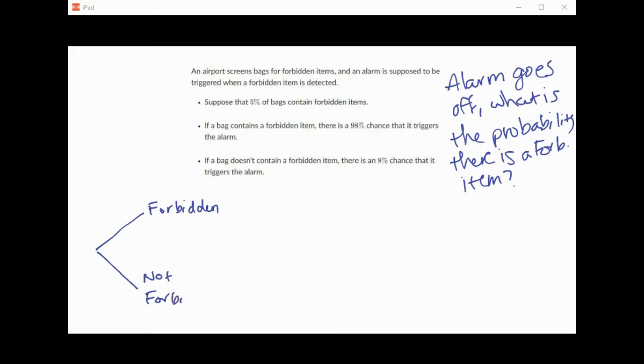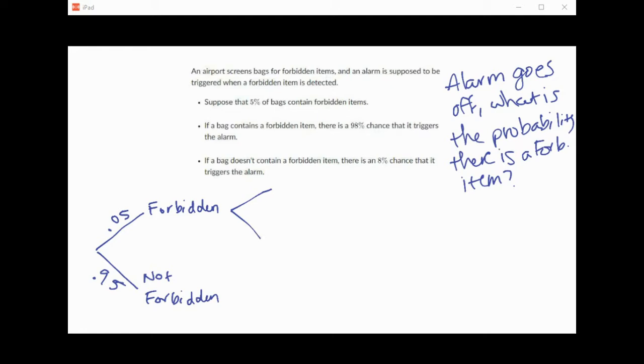So basically, every time you make 2 branches, it's like something happening or it's not happening, because the 2 branches should always add up to 1. So we know that this one is 0.05, so this one will be 0.95, because if 5% are forbidden, 95% won't have anything forbidden. It doesn't look like 95. Let me fix that. 0.95.